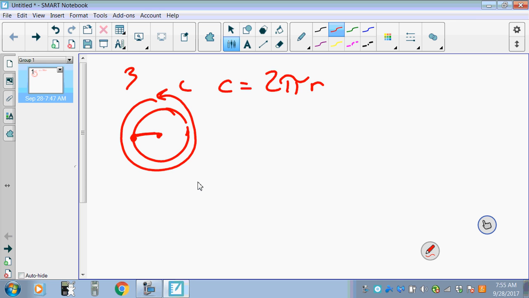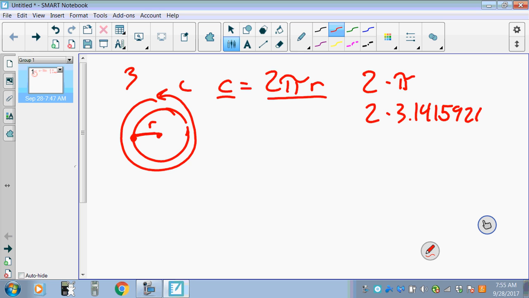And they want you to solve for r. It's pretty straightforward. You could divide by 2 and then pi. But remember, 2 times pi is 2 times that irrational number, which is going to be 6.28 something. So this is just one number. You could just divide by 2 pi.